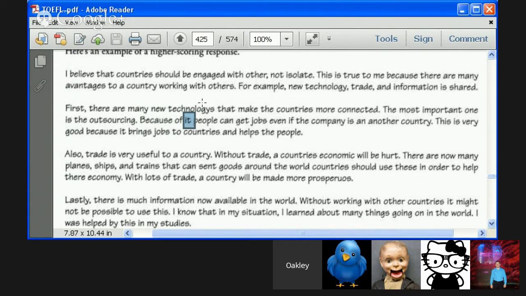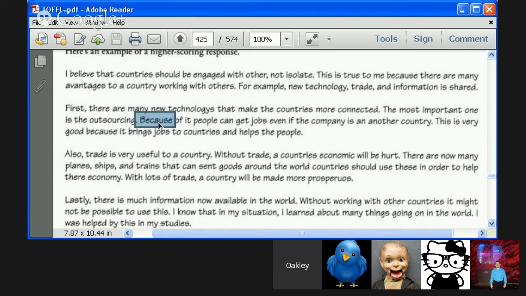Well, technically speaking, it is grammatically correct. I agree with you, Mario. It would be better and a little clearer to use this. There's another glaring problem here. Do you see it? Because of this, people can get jobs even if the company. There's actually no problem with any of the other words or tenses. The company is in another country.